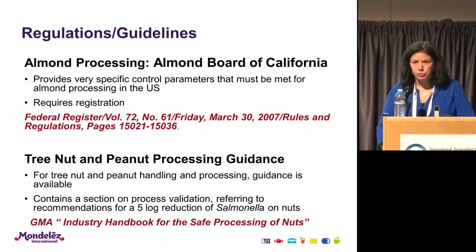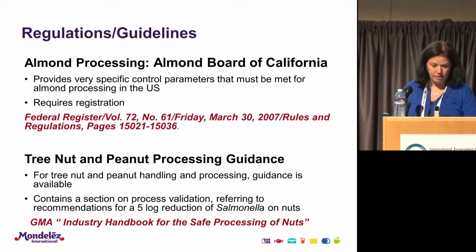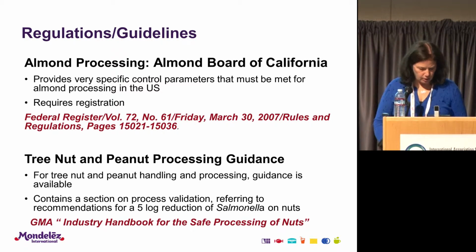Contrasting is for tree nut and peanut processing. We have a great guidance document, which is the GMA Industry Handbook for Safe Processing in Nuts. This was an industry consortium that put this together, and it provides really great guidance for handling and processing of tree nuts and peanuts. It also contains a section on process validation, and it refers to recommendations for 5 log reduction. So that's something that is specific, yet this is still a guidance document.